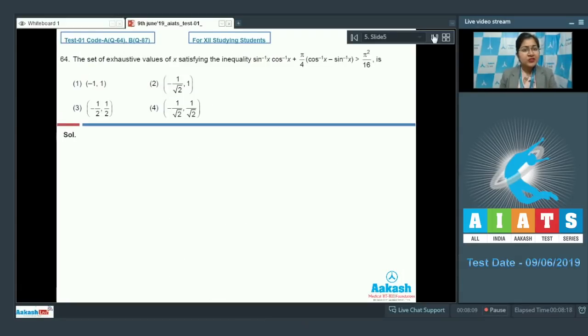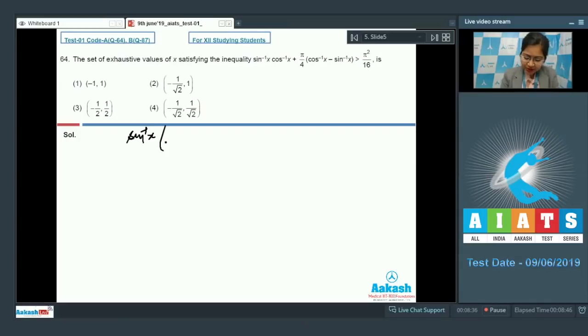Next is question number 64, which says that the set of exhaustive values of x satisfying the inequality sine inverse x into cos inverse x plus pi by 4 into cos inverse x minus sine inverse x is greater than pi square by 16. So, we know how to solve these type of inequations. We will convert cos inverse x into sine inverse x. So let's see what we will get.